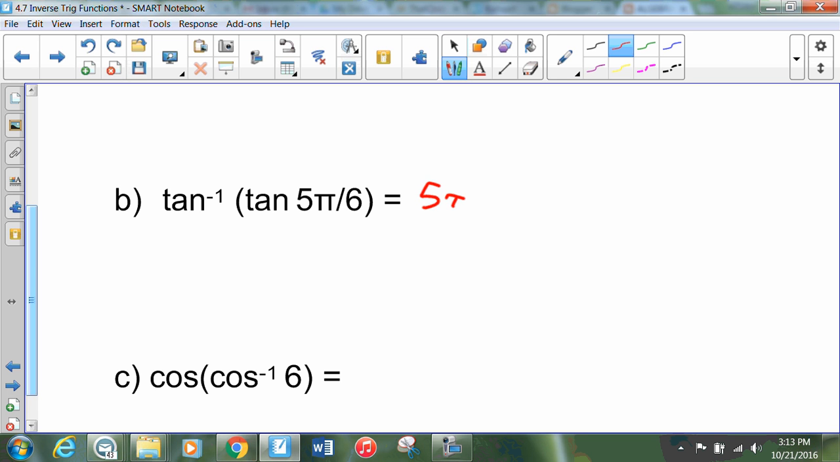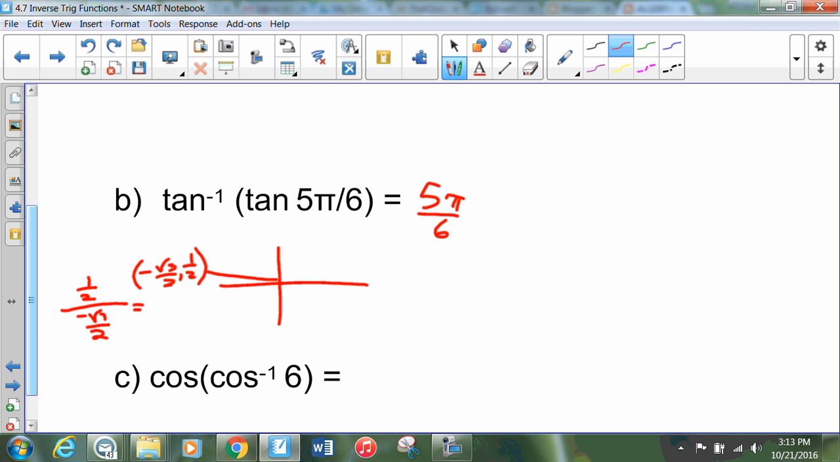Of course, we're not done. Another way to do this, the long way, would be, okay, what is tan of 5 pi over 6? Let's find 5 pi over 6. It's right here where cosine is negative root 3 over 2 and sine is 1/2. So tan of 5 pi over 6 would be sine over cosine, which would give me, 2's would cancel out, a negative 1 over root 3.